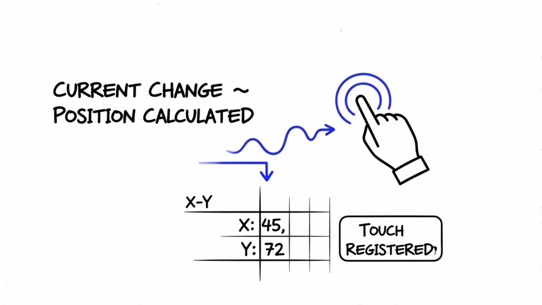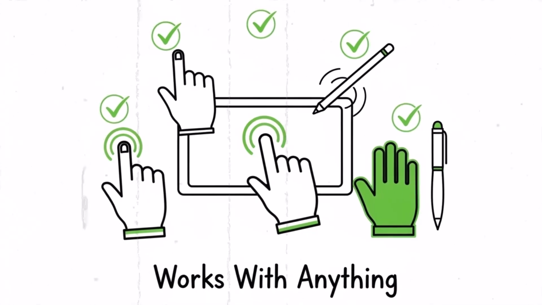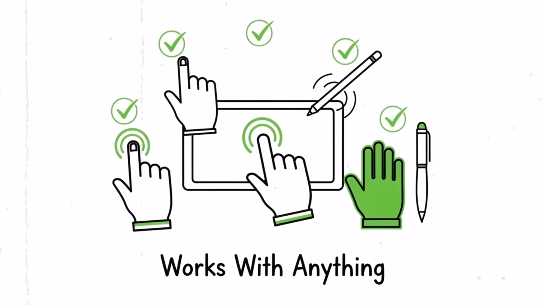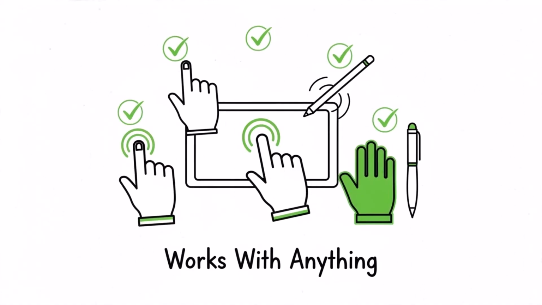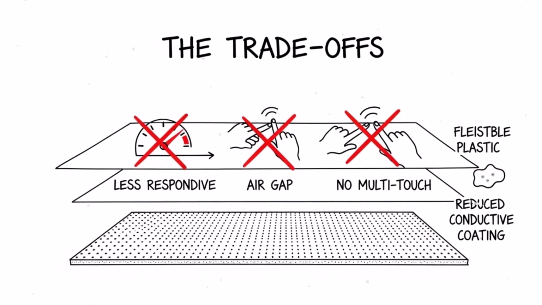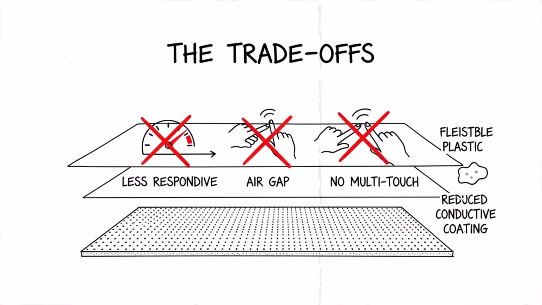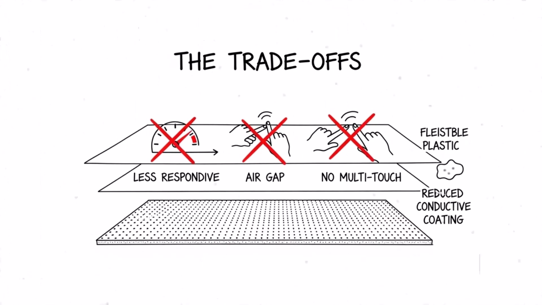Next is the most common type today, the capacitive touchscreen. Capacitive screens respond to electrical properties of the human body. Your body naturally conducts electricity. A capacitive screen has a transparent conductive layer, usually made from indium tin oxide. When your finger touches the screen, it disturbs the electrostatic field at that point. Sensors detect this change and calculate the touch location.